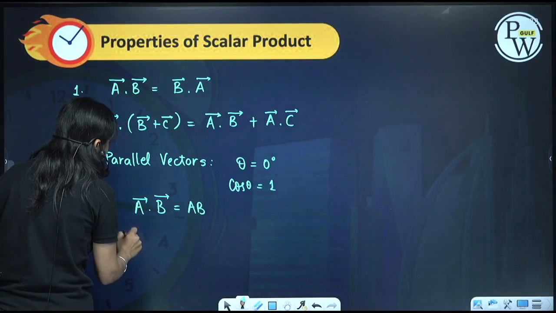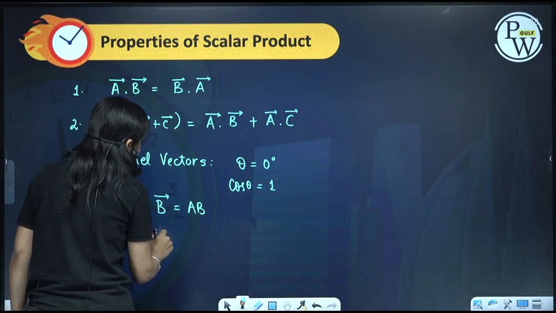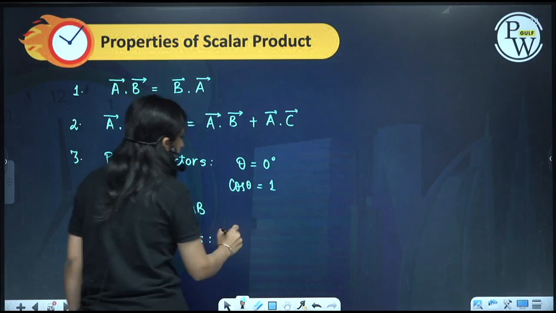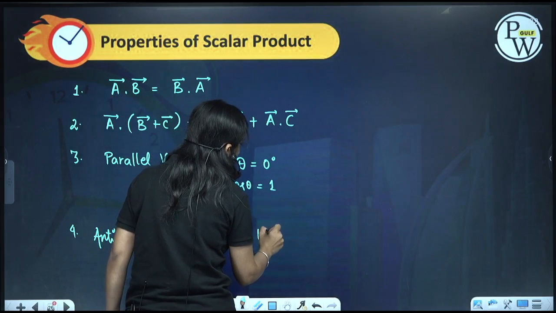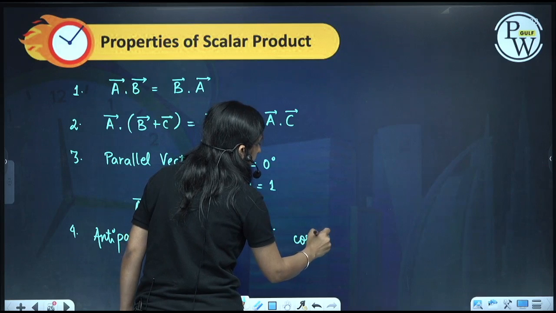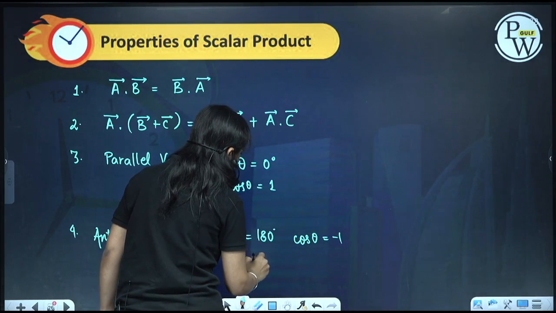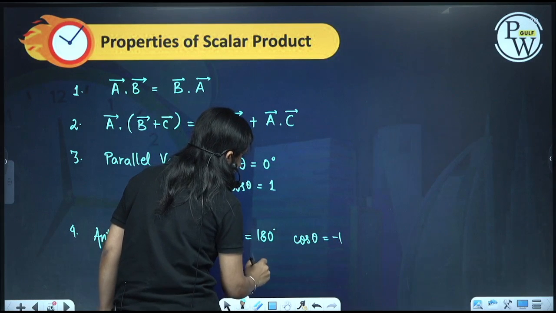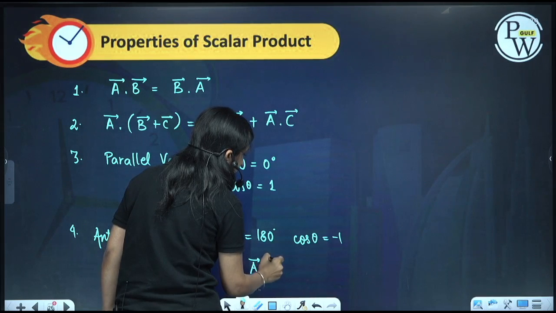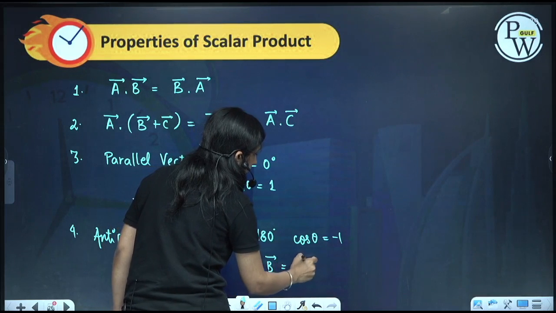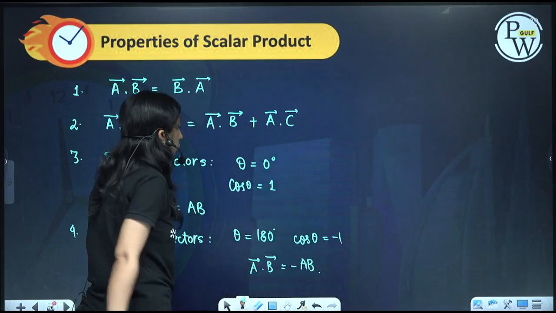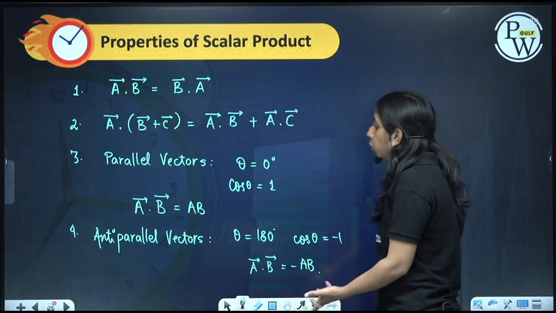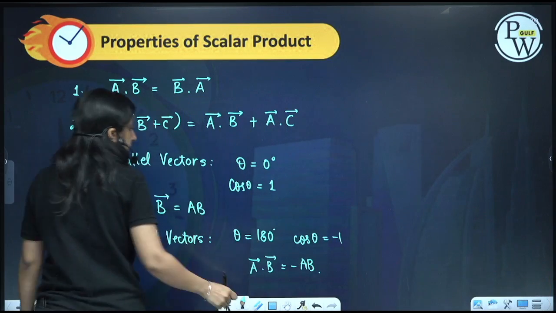Next, the dot product of two anti-parallel vectors. Theta will be 180 degree, so cos theta will be -1. Hence A dot B will be equal to minus AB. So for two parallel vectors, A dot B will be equal to AB, and for two anti-parallel vectors A dot B will be equal to minus AB.